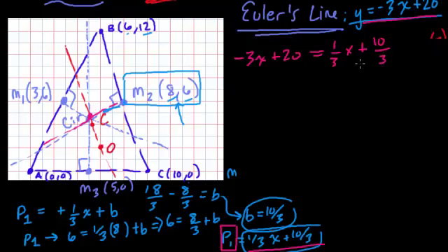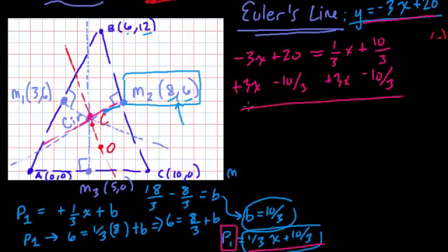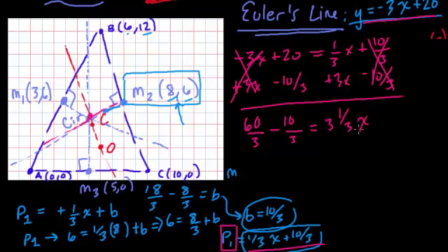What do we do? I'm going to subtract 10/3 from both sides, and I'm going to add 3x to both sides, all at once. This cancels out, and this cancels out. So I have 20 minus 10 over 3. Well, 20 in terms of thirds, what's that? 20 times 3 is 60, so it's 60/3, minus 10/3 should equal, well, what's 3 plus 1/3? It's 3 1/3 x.